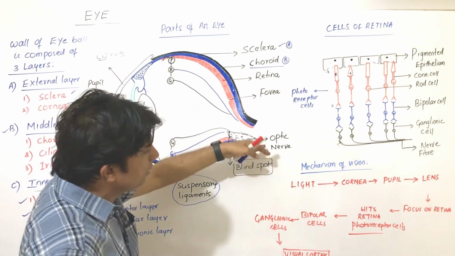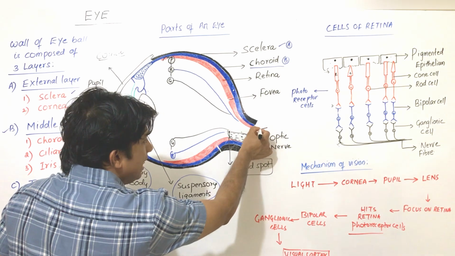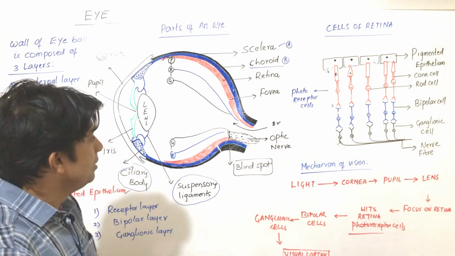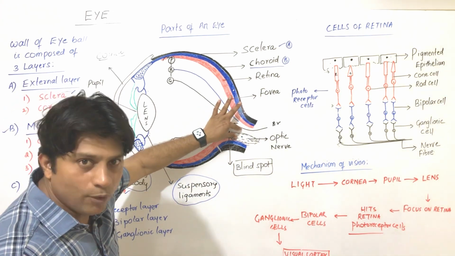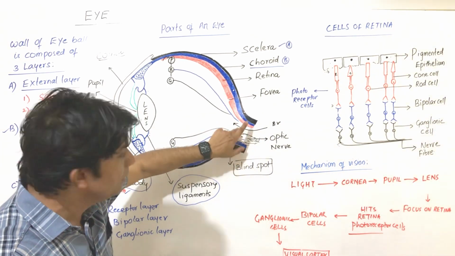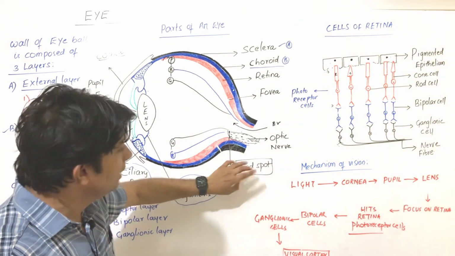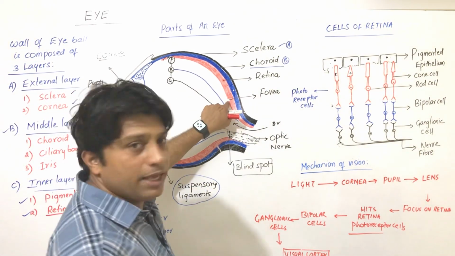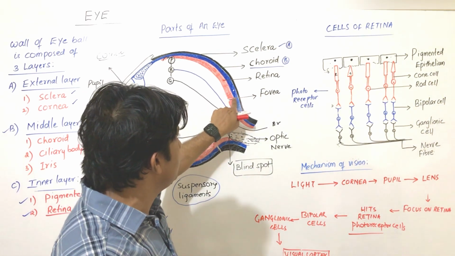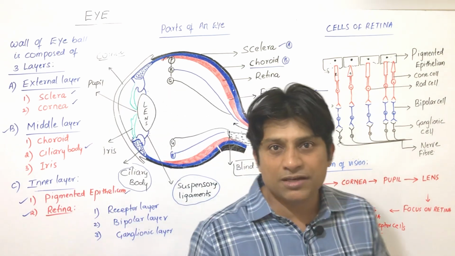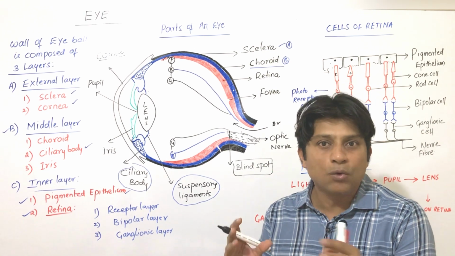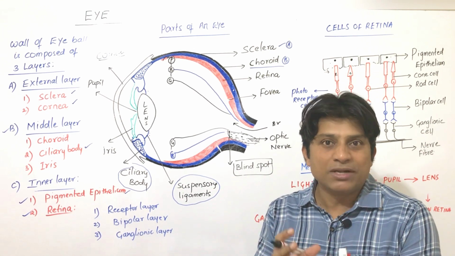posterior pole of the eyeball, from where the retinal blood vessels enter the eyeball. This part of the eyeball has no receptor cells, so it is not sensitive to light, and it is called the blind spot. Next, medial to this is a yellow colored structure called the macula lutea, and the macula lutea has a central pit called the fovea centralis. Fovea centralis is devoid of rods, it has only cones, and it has the highest resolution.